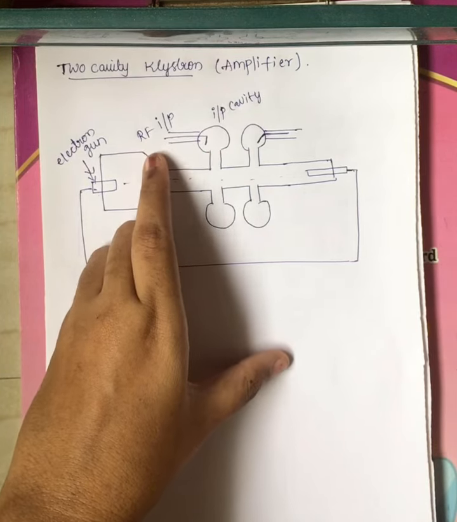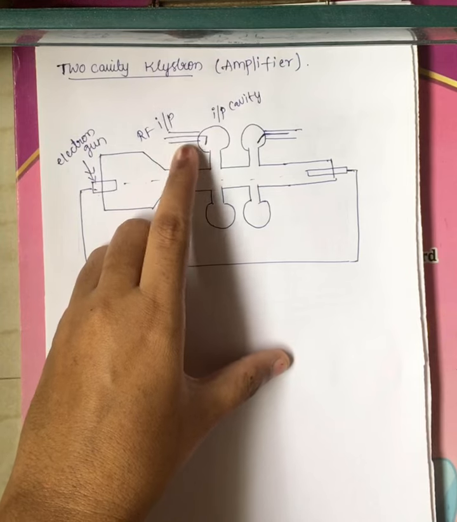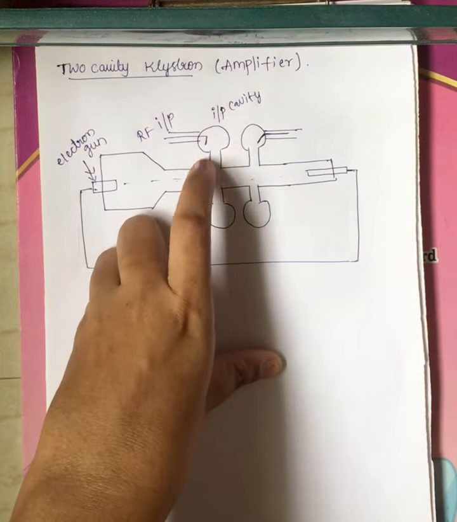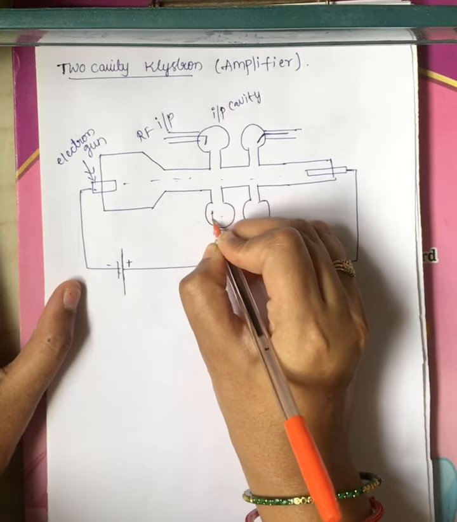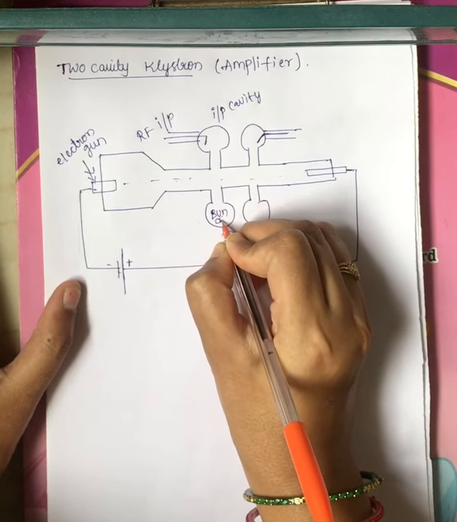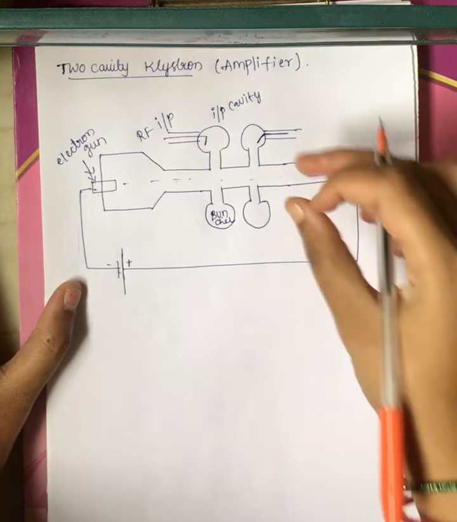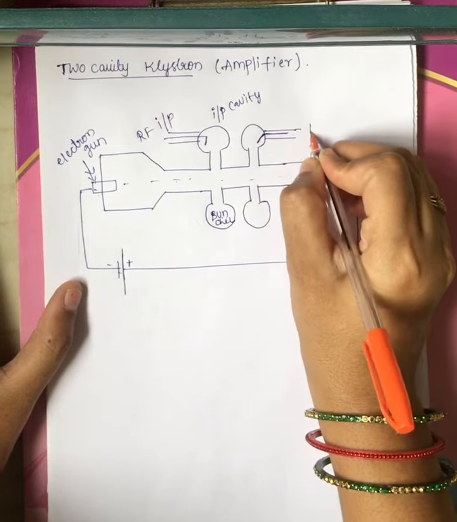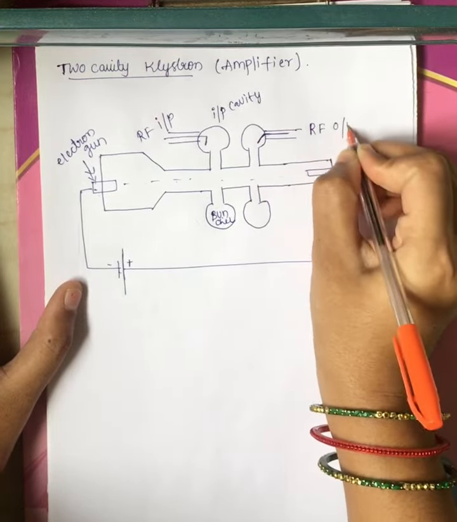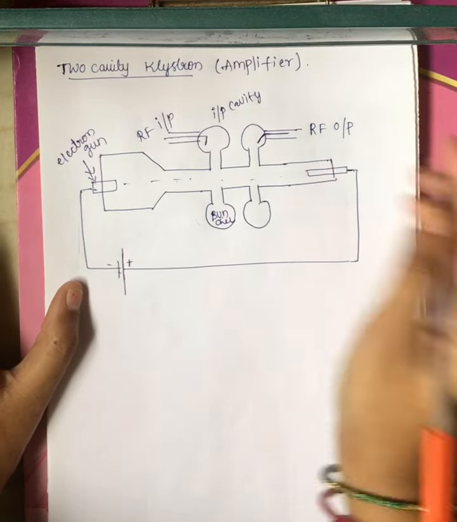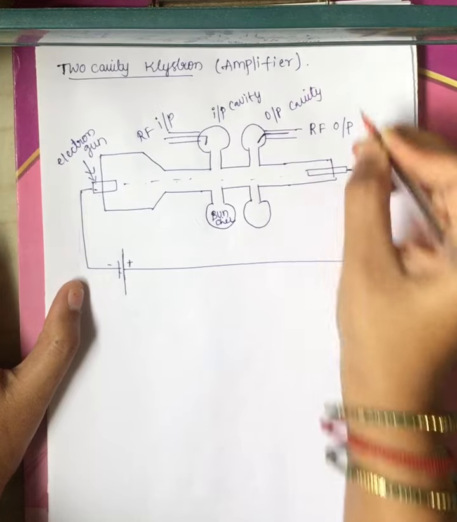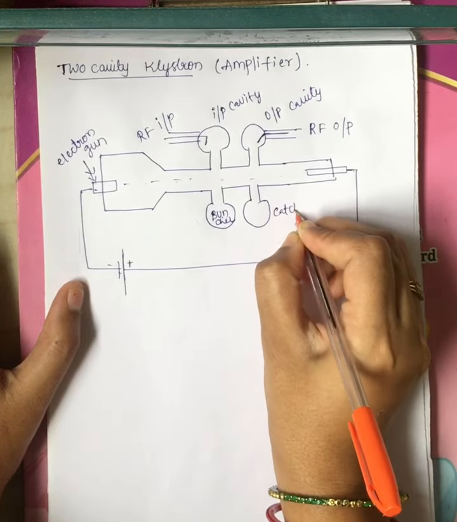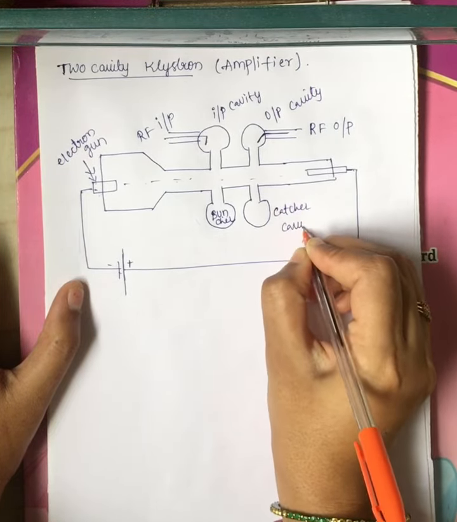RF input is nothing but the signal that we want to amplify, which is given through this part. That's why it is called the input cavity, also called the buncher cavity. Through this we collect the output, which is the amplified RF signal. That's why it is called the output cavity or catcher cavity.